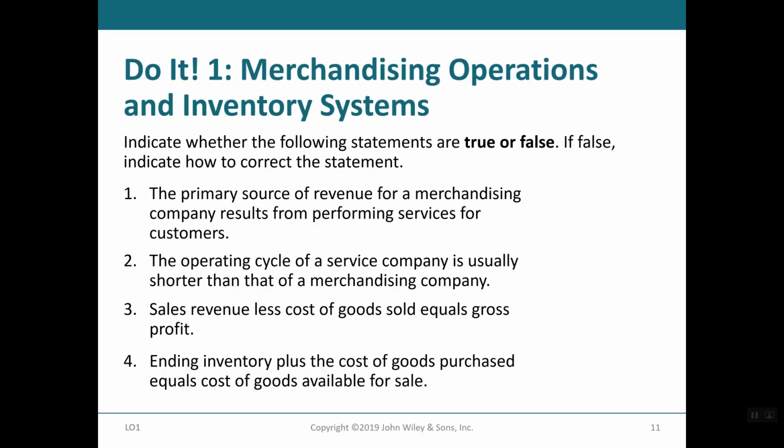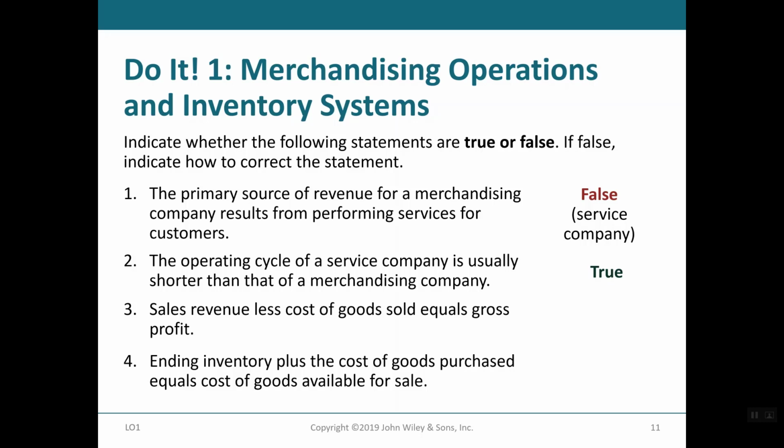Okay. All right, so we're going to do this merchandising, operating, and inventory system. Here we are told to indicate whether the following statements are true or false. If false, indicate how to correct the statement. Okay, so the primary source of revenue for a merchandising company results from performing of services. No, that's not true, because service revenue is for service companies, and for merchandising it is called what? Sales revenue.